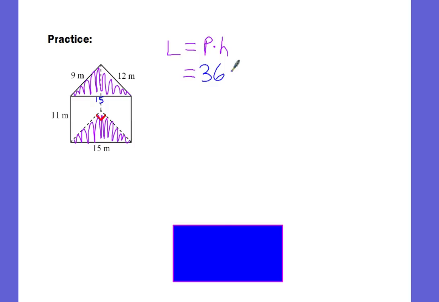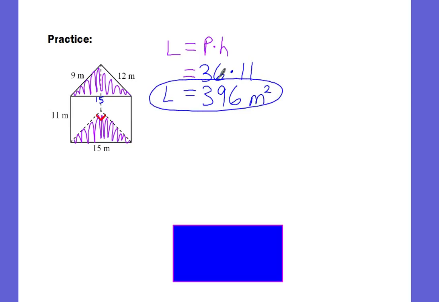Okay, times our height. So remember, height is the distance between your bases, so times 11. Go ahead and do that math. And we end up with our lateral area is 396. This would be meters squared because we're talking about area. So that area, we just found all the area of those 3 faces, basically. Everything except for the 2 bases. We used the bases to help us find that.